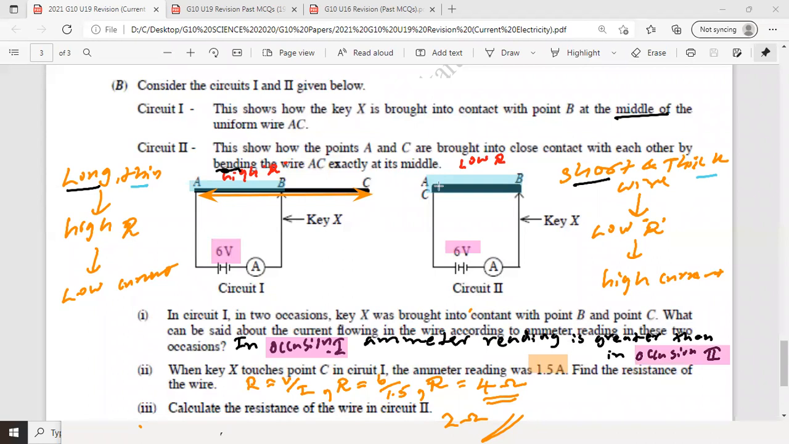But for your additional knowledge, if you compare the two circuits also, the reading will not be the same, because the length matters. In occasion 2, if you contact with point C, then this entire length will affect, and here the length is half, here the length is double. If you compare circuit 1 and circuit 2, at C in circuit 1 the reading will be lower, at B in circuit 2 the reading will be higher. Again what matters is length.